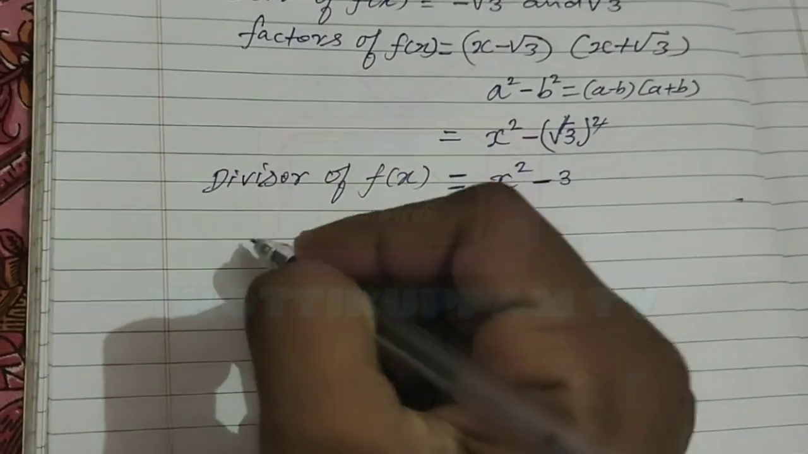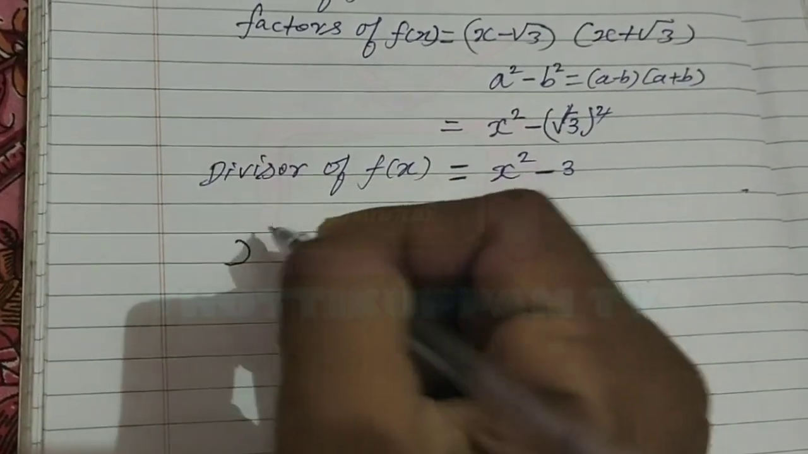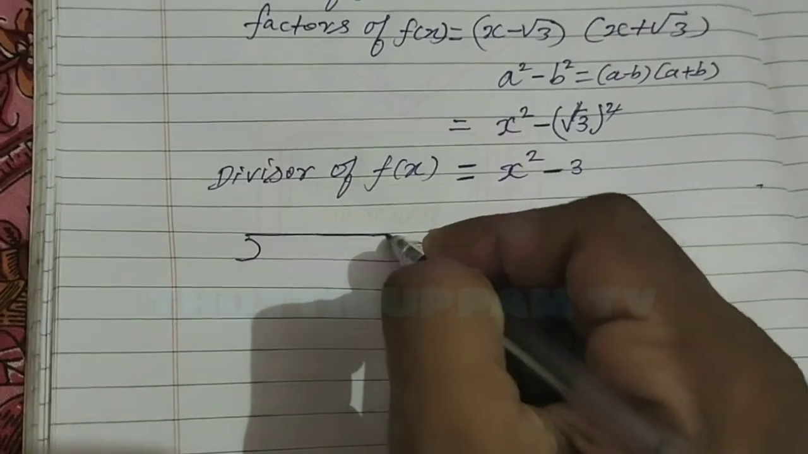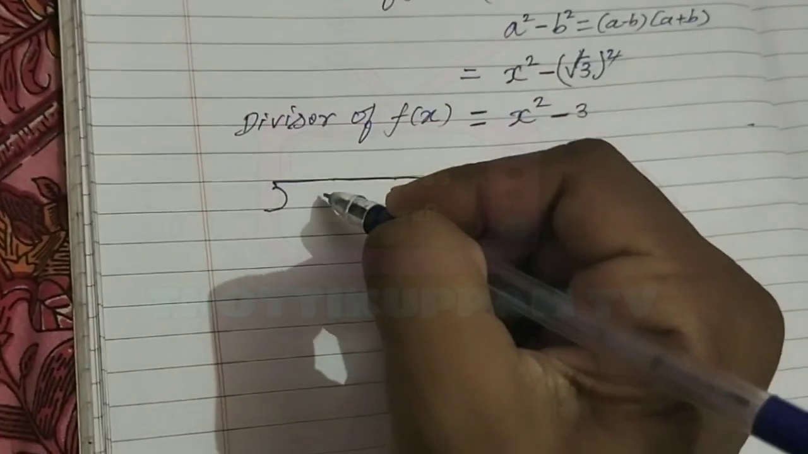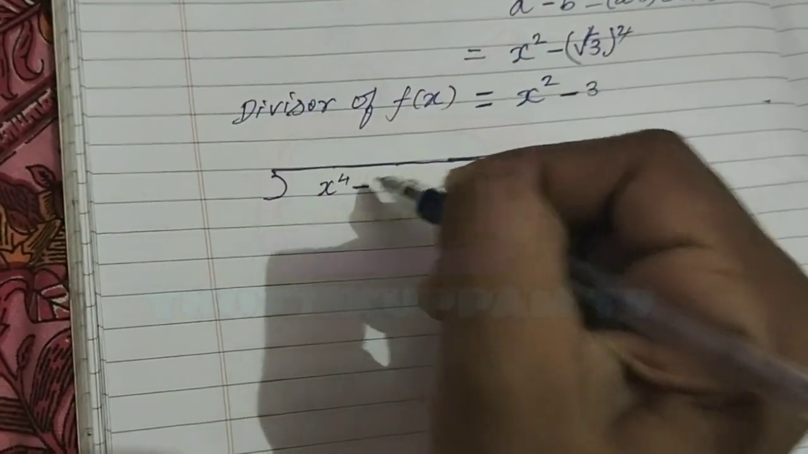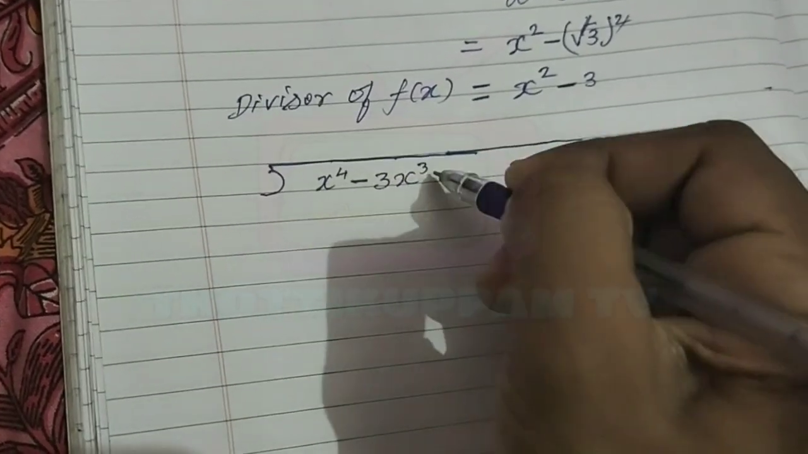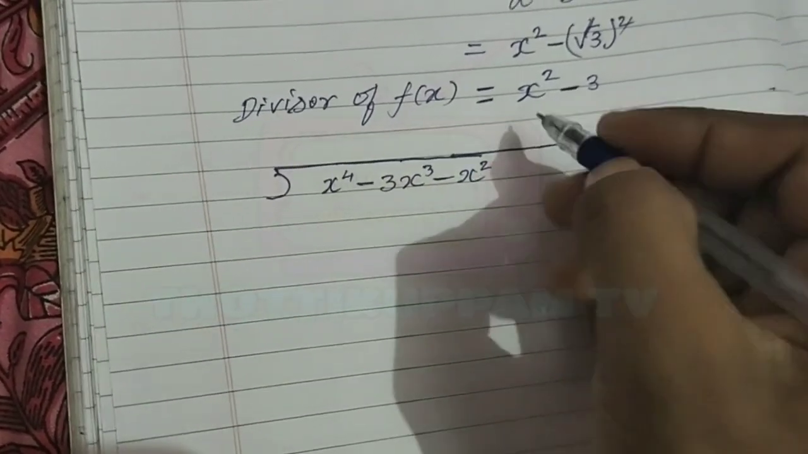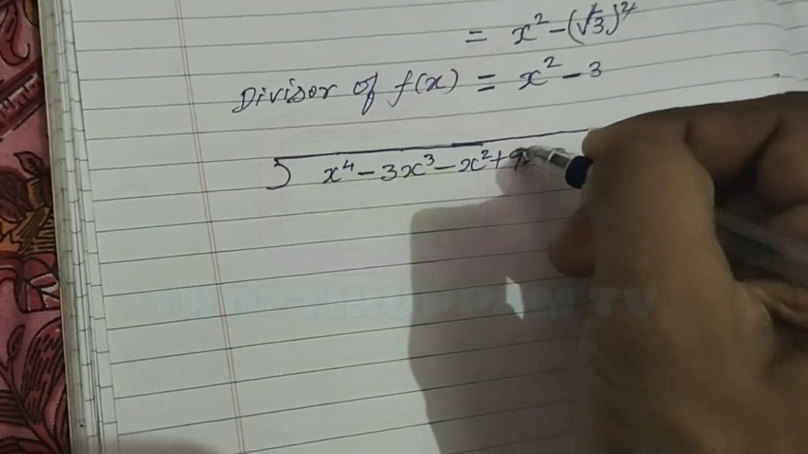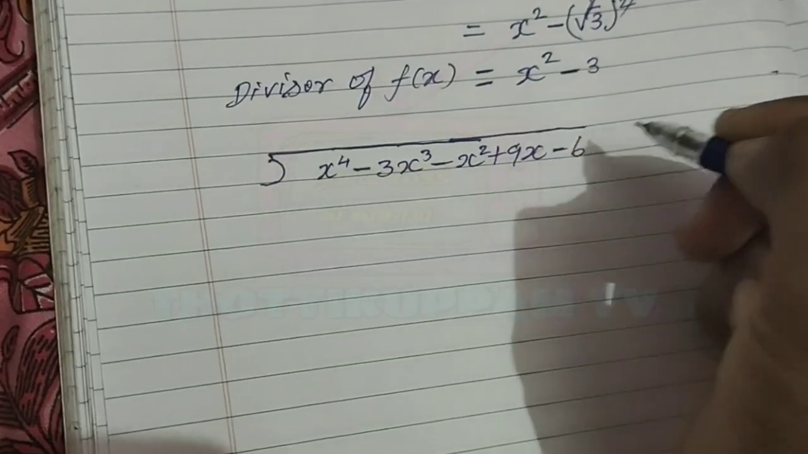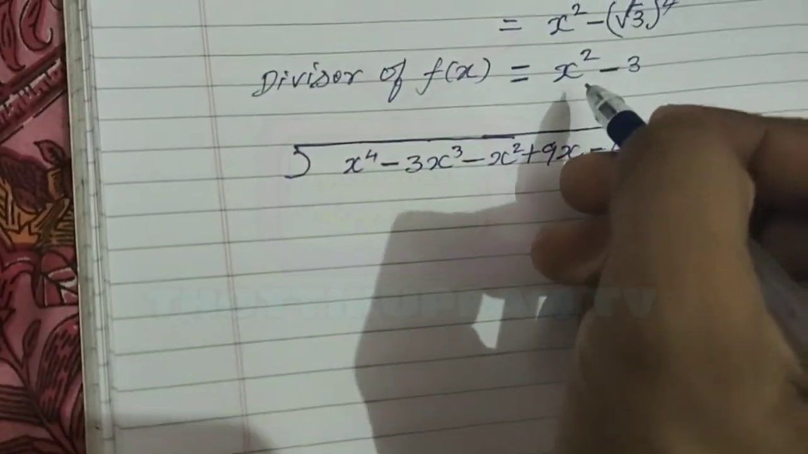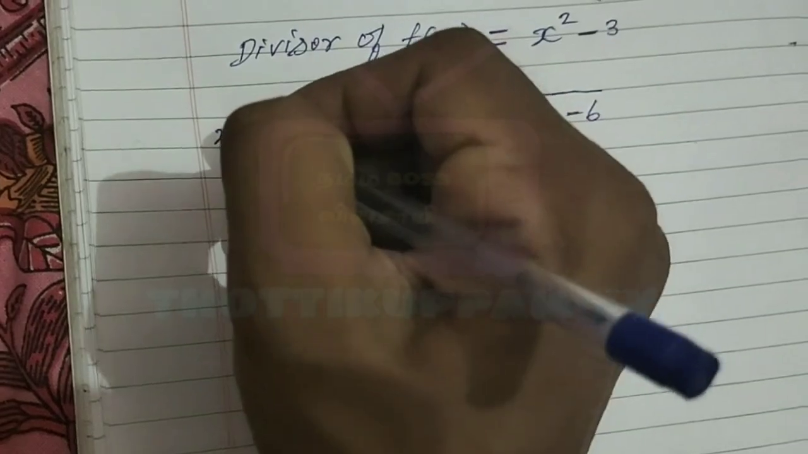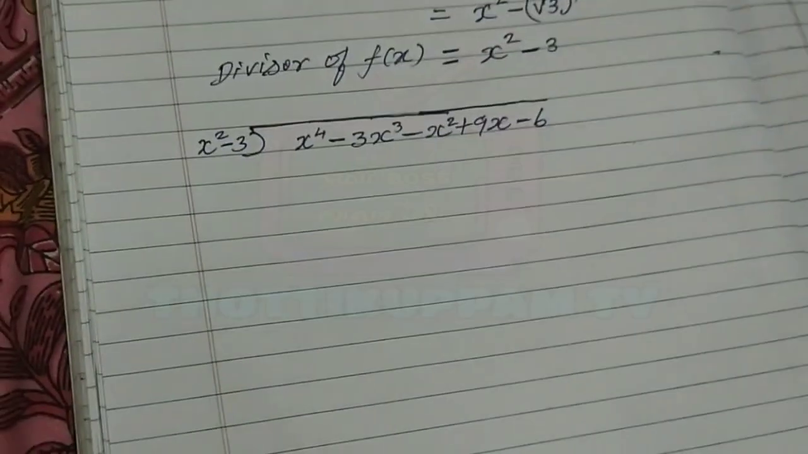Okay, now to divide, you write like this with a long division method. Long division method, we are going to divide this. Now write as it is from the question: x power 4 minus 3x cube minus x square plus 9x minus 6 I have written. This is the dividend. Divisor, what we got now here, right? x square minus 3 I have written, students.